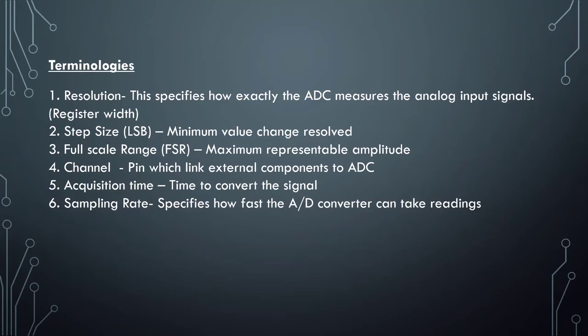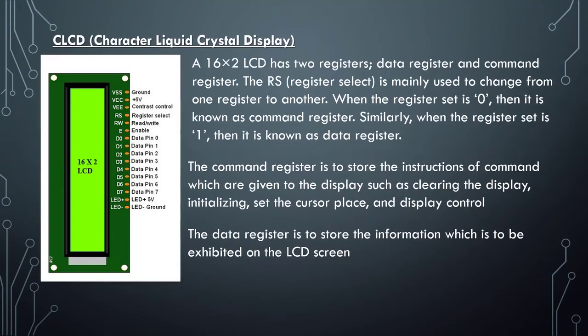The channel refers to the pin which links external components to the ADC. Acquisition time is the time used to convert the signal. The sampling rate specifies how fast the analog to digital converter can take the readings. That was it about the ADC, the analog to digital converter.